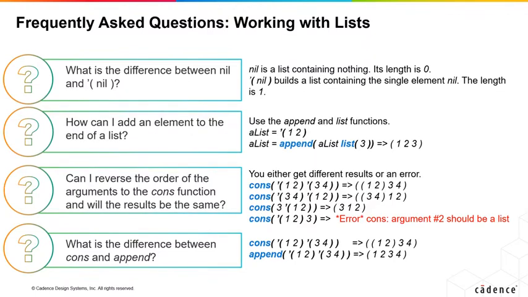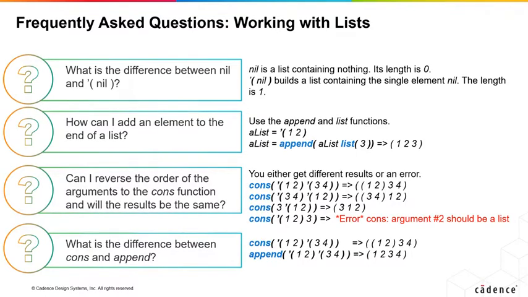The next question here is, can I reverse the order of the arguments to the cons function? Will the results be the same? The answer is you're either going to get different results, which we'll look at, or potentially an error. In the first case, we pass into cons the list 1, 2 and the list 3, 4. And you see cons keeps the list 1, 2 as a sublist in the resulting list. In the second example, we reverse the order and put the list 3, 4 first and the list 1, 2 second. Again, it creates the list, keeping, in this case, the sublist 3, 4 intact.